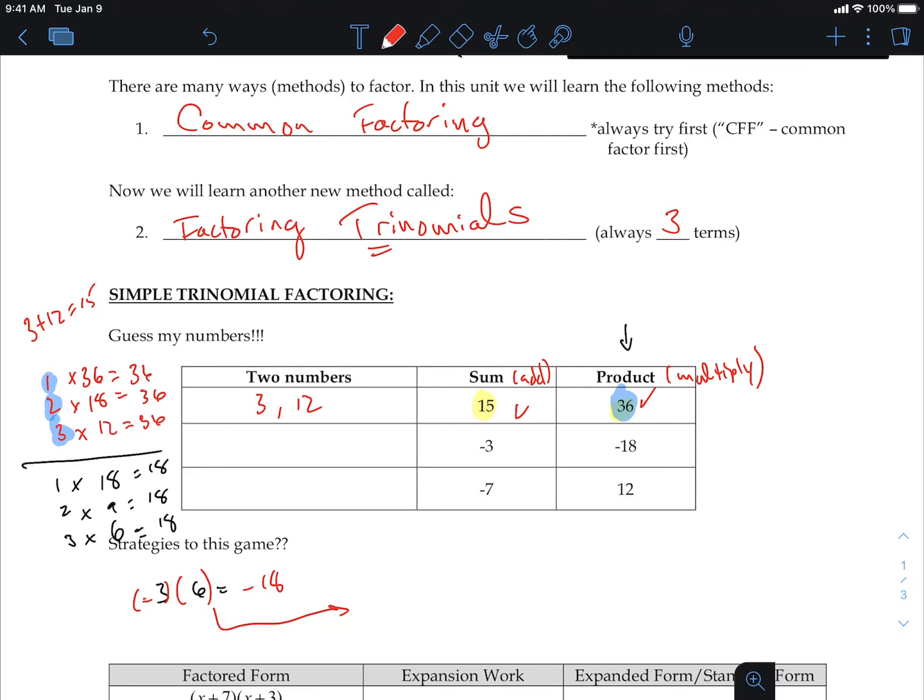I can say, okay, I can go negative 6 and 3 will work. Negative 6 plus 3 is equal to negative 3, but also negative 6 times 3 is negative 18. That satisfies both the conditions.